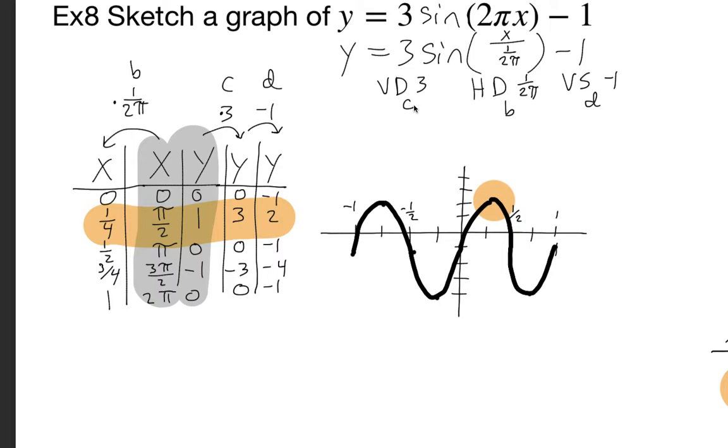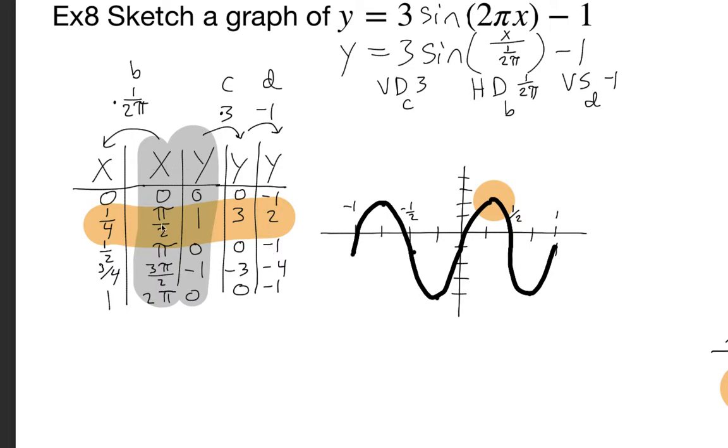The vertical dilation is 3. The vertical shift is -1. Those are b, c, and d values. We do the multiplication first, and then the subtraction. So multiply all these y values by 3, and then subtract. You get that.